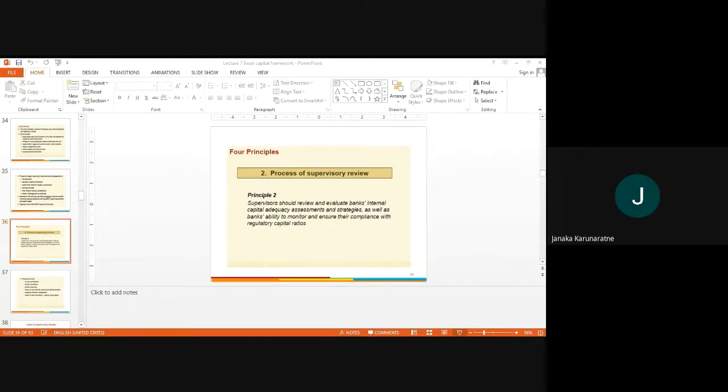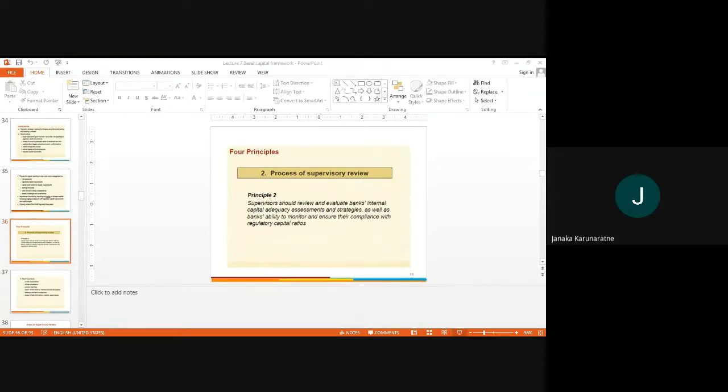Then there are many areas where the supervisors will review: the board and senior management oversight, the systematic capital assessment and planning, comprehensive risk assessment, stress test, monitoring and reporting. So these are broad areas the regulators will look at. What is the board and senior management oversight, how the bank assesses capital and plans capital, whether the risk assessment is comprehensive, and the stress test, and what is the monitoring and reporting requirement in progress. So these are typical areas a supervisor would look at.